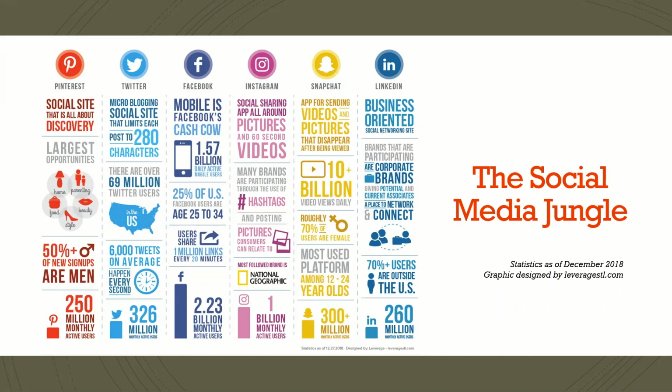Now, as far as Instagram goes, I love that the most followed brand is National Geographic because I think that really just encapsulates what people love about Instagram and what's so interesting about it. But also, Instagram has over 1 billion monthly active users. And then Twitter, there are over 69 million Twitter users just in the US, and it says 6,000 tweets on average happen every second. Now, these statistics are as of the end of 2018. I would be very interested to see how they have changed since then.